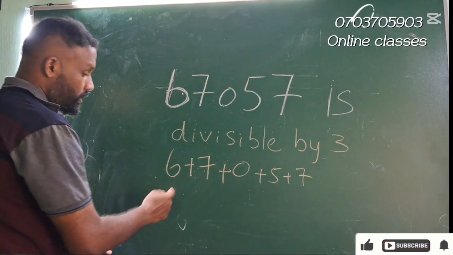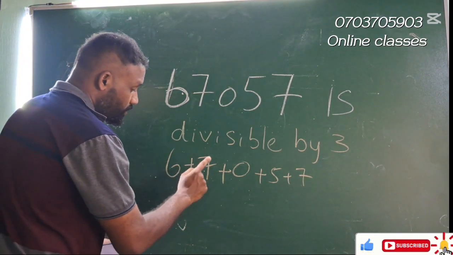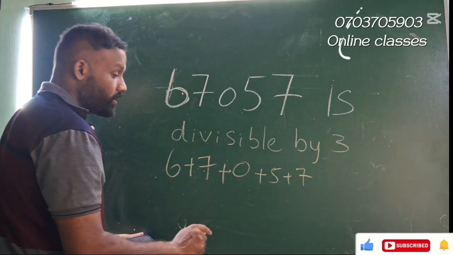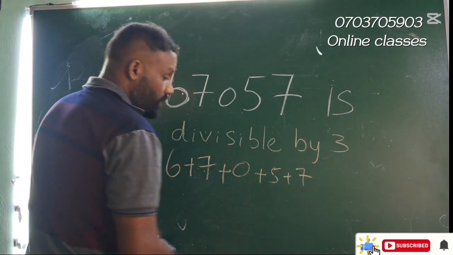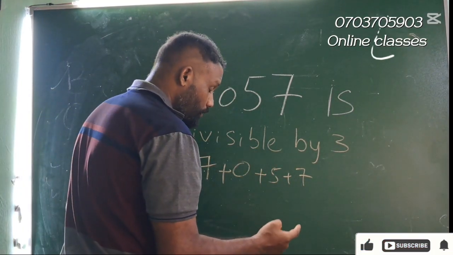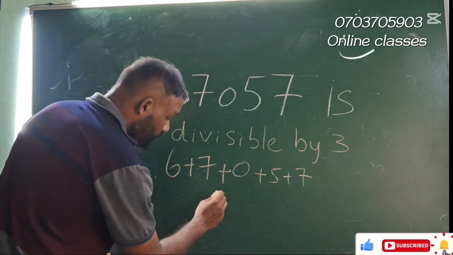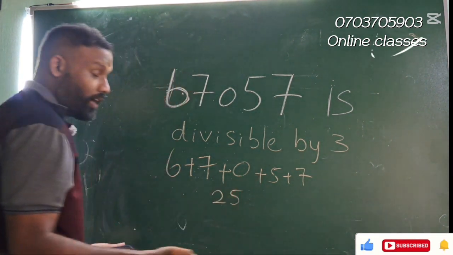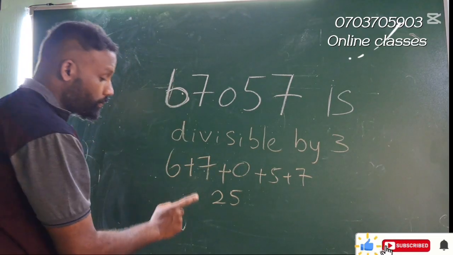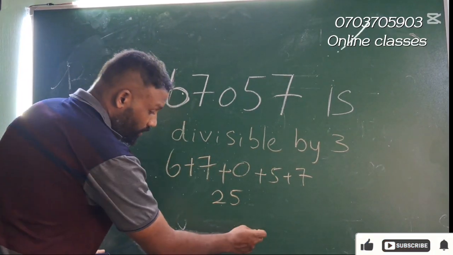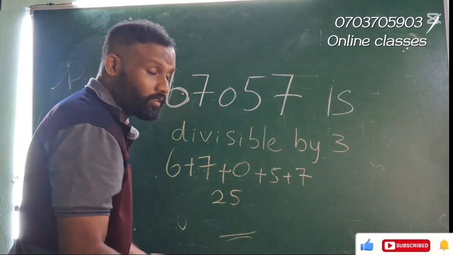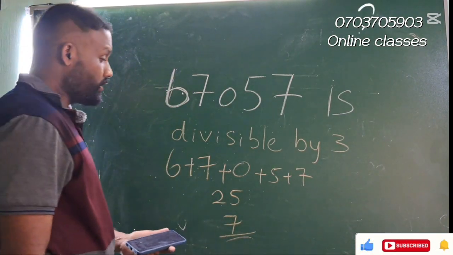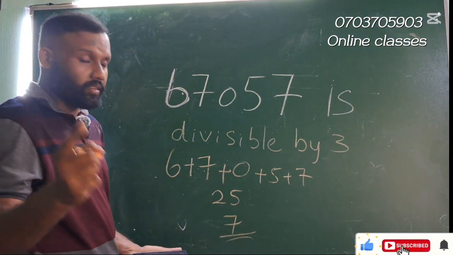What is the sum? 6 plus 7 is 13. 13 plus 0 is 13. 13 plus 5 is 18. 18 plus 7 is 25. So you have to sum these numbers until getting a single number. Therefore 2 plus 5 is 7.